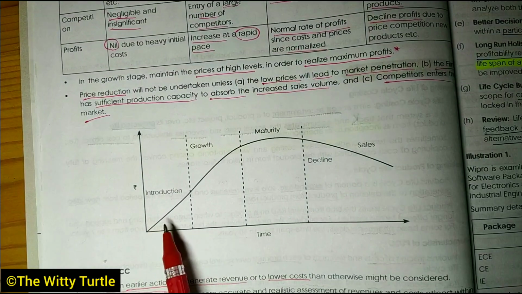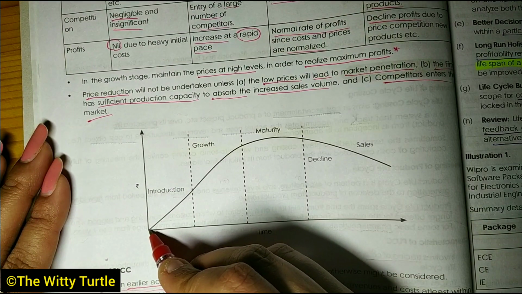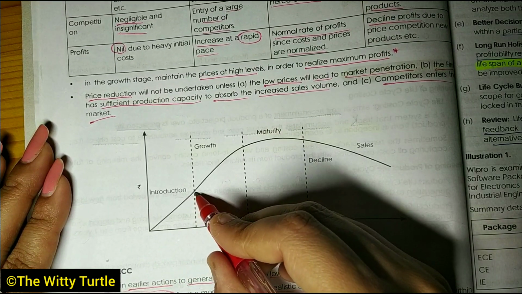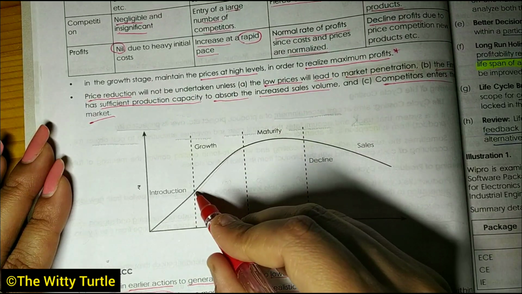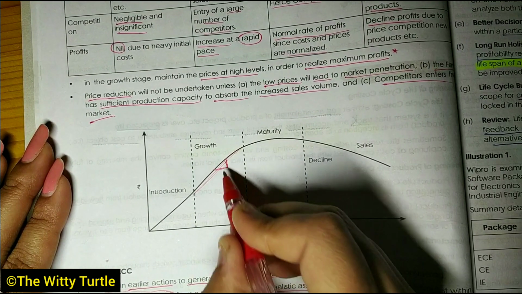As you can see in this particular graph, this is your sale. In the introduction phase, generally the sale is quite low. Then in the growth phase, what happens? It increases at an increasing rate, right? You can see there is a steep, very steep increase here.